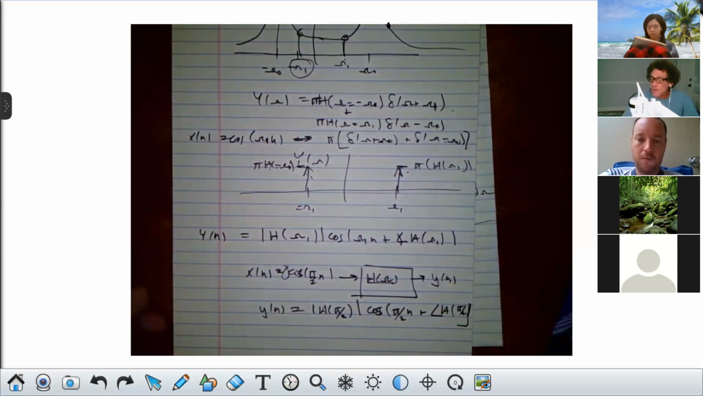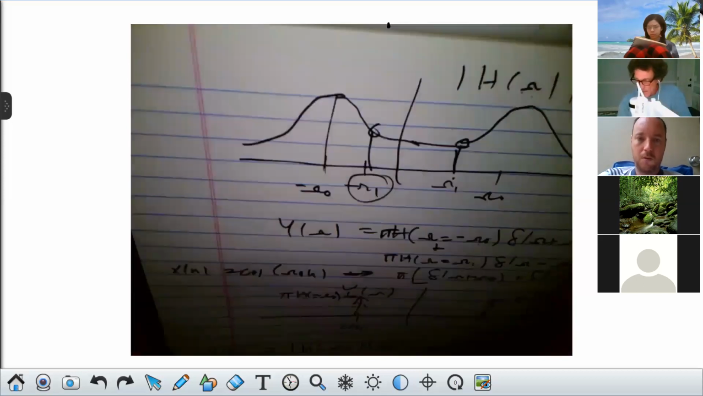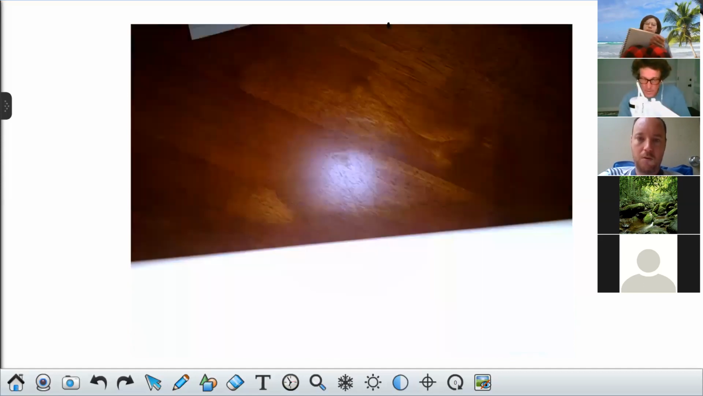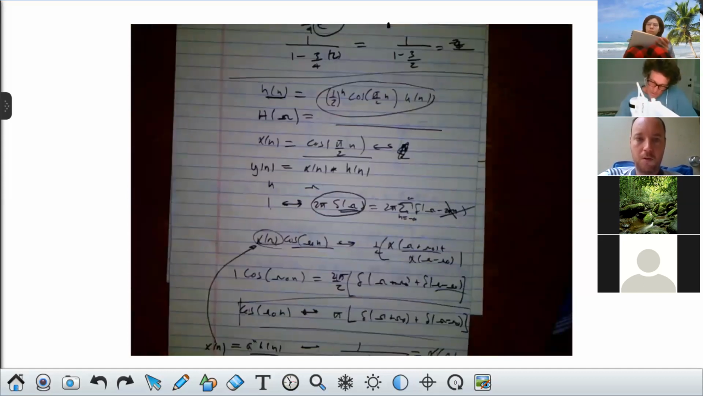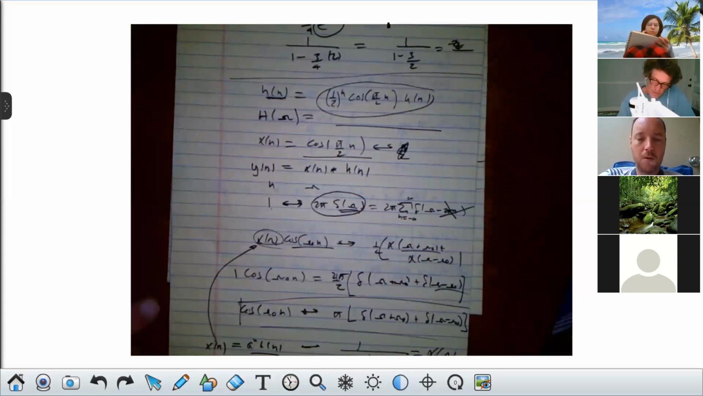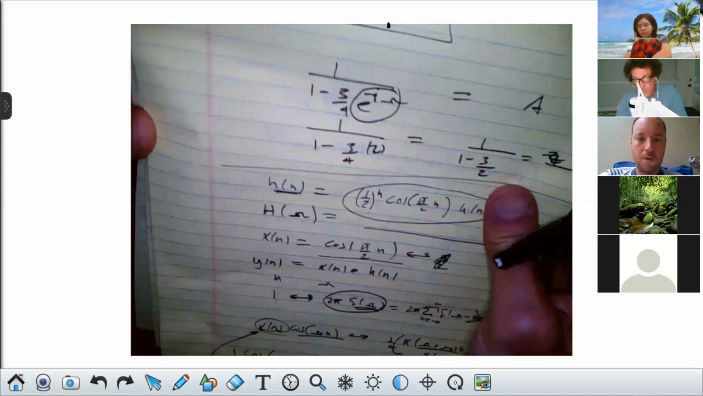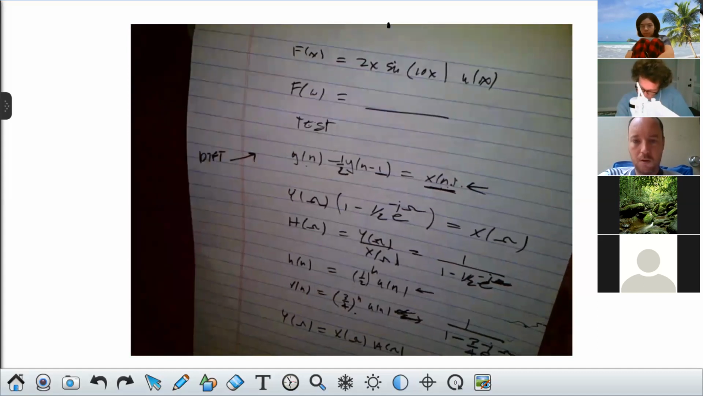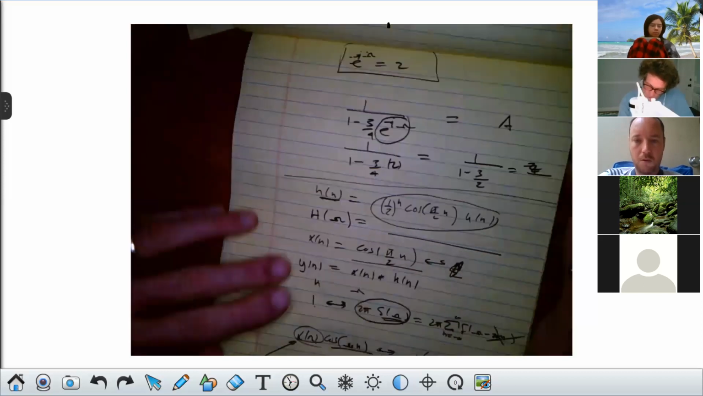With me? Now let's evaluate H of pi over 2. I've got to go back one page. So go back here, and where was it? I have to go back another page.